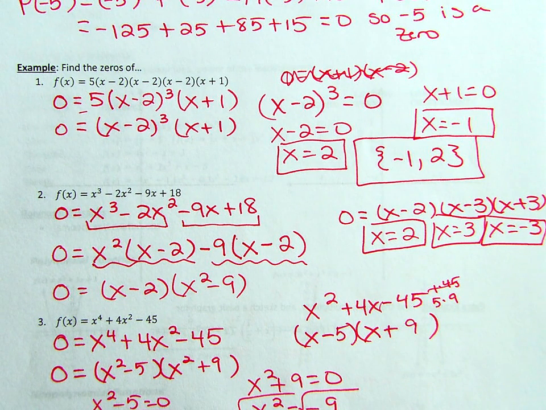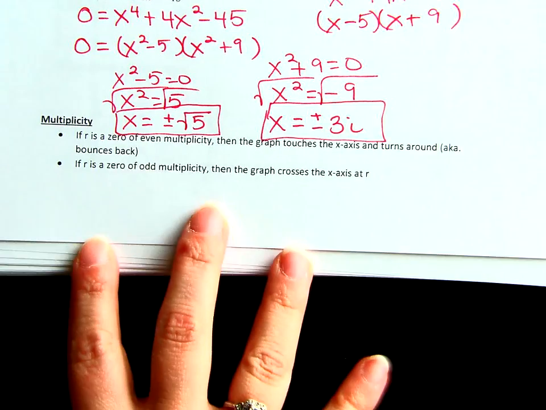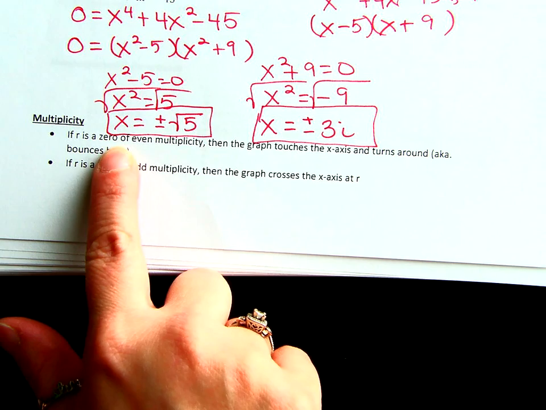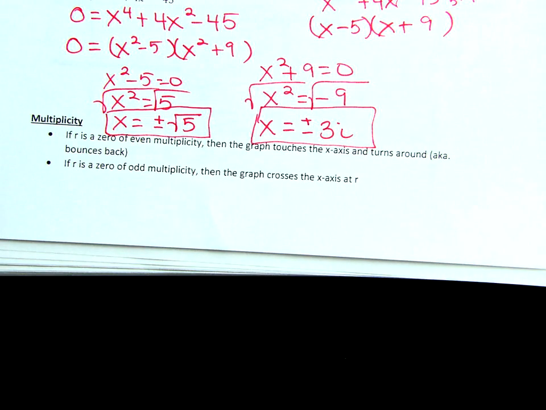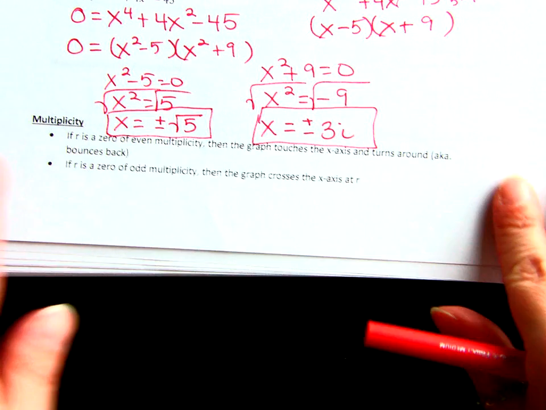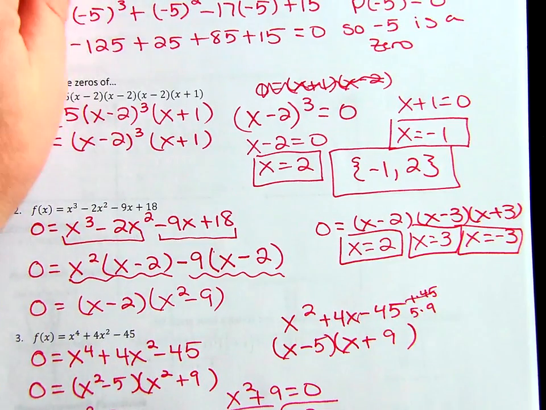What is r? It's just the letter they're using. Okay. If r is a 0, so one of your zeros that you found. Any of these zeros that we found up here, however many times we find that specific 0, is its multiplicity. You'll see it on the next one. We're going to graph something. We're going to do all the things on the next one. All the things.